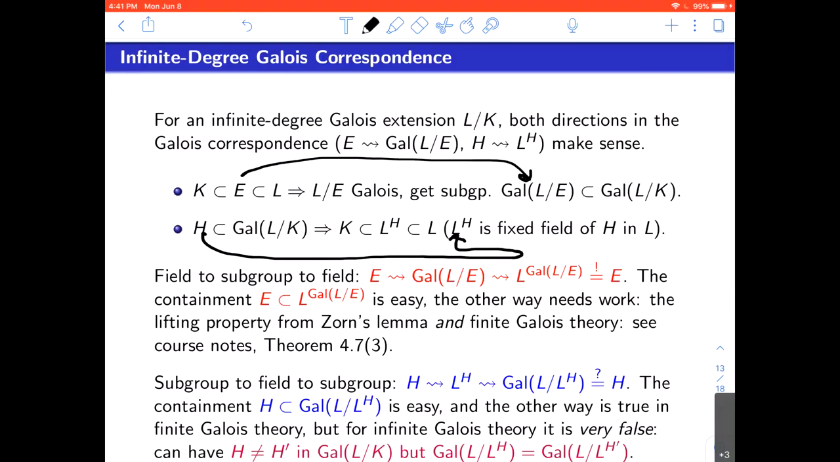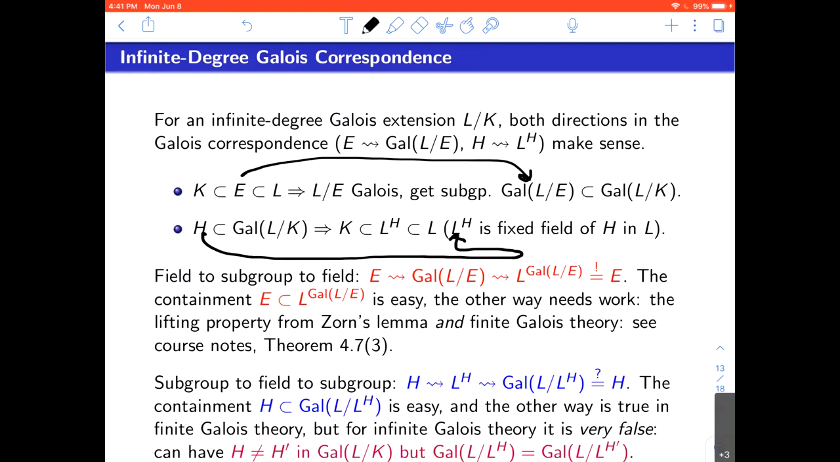Some of these results in the infinite case might sound like, oh, it's just like the finite case, but one uses the finite case. And in the course notes, if you read the proofs, you see I put in italics, by finite Galois theory, we can generalize the result.